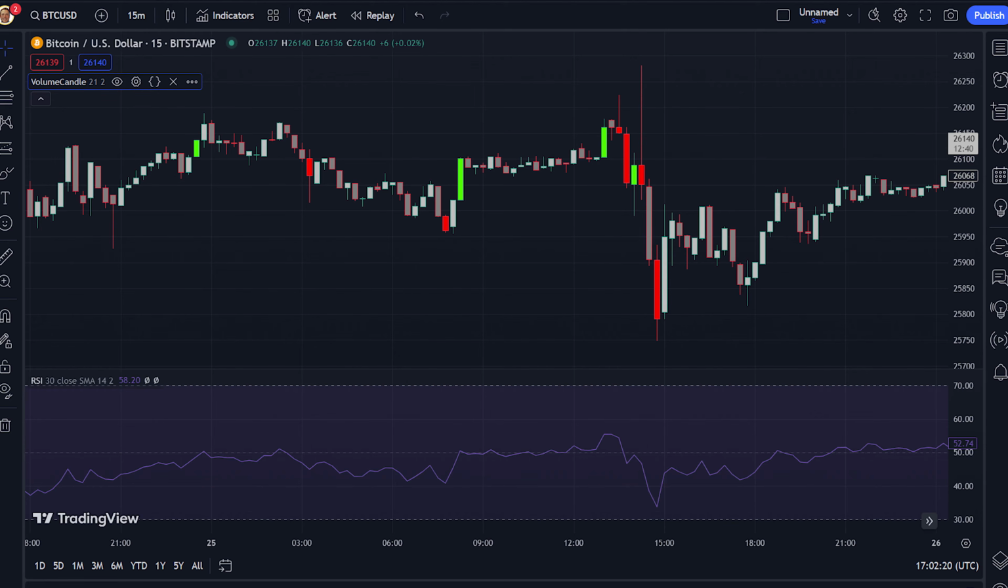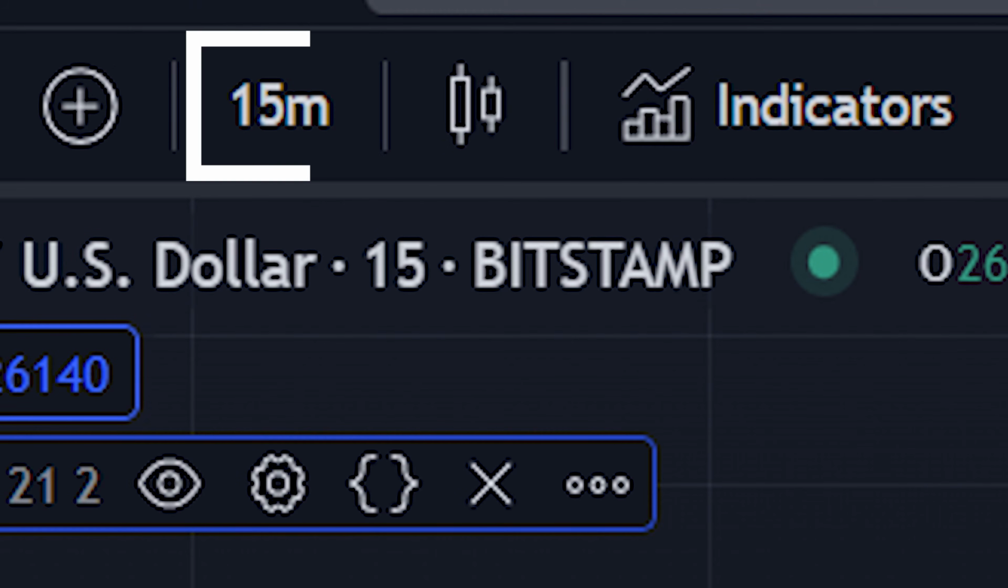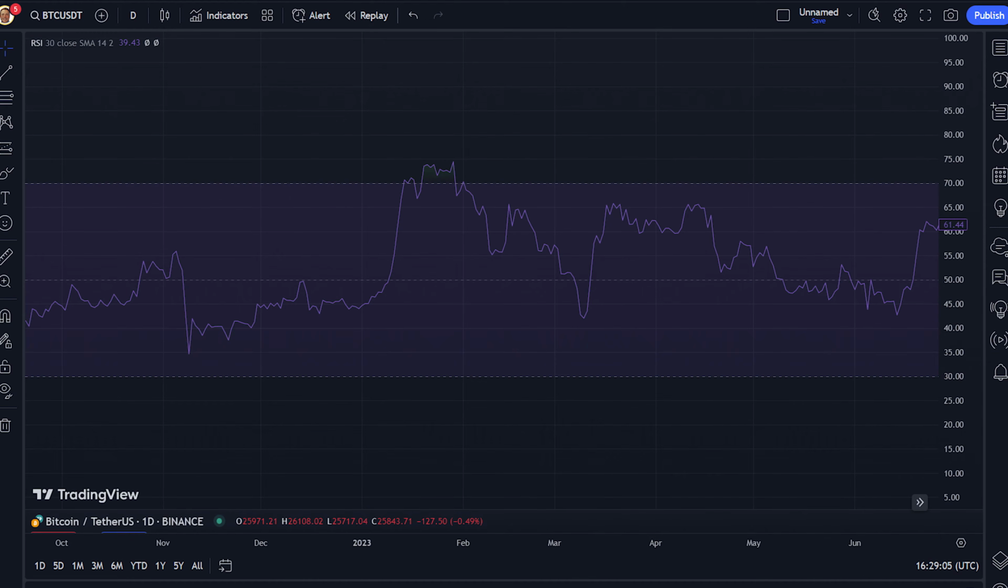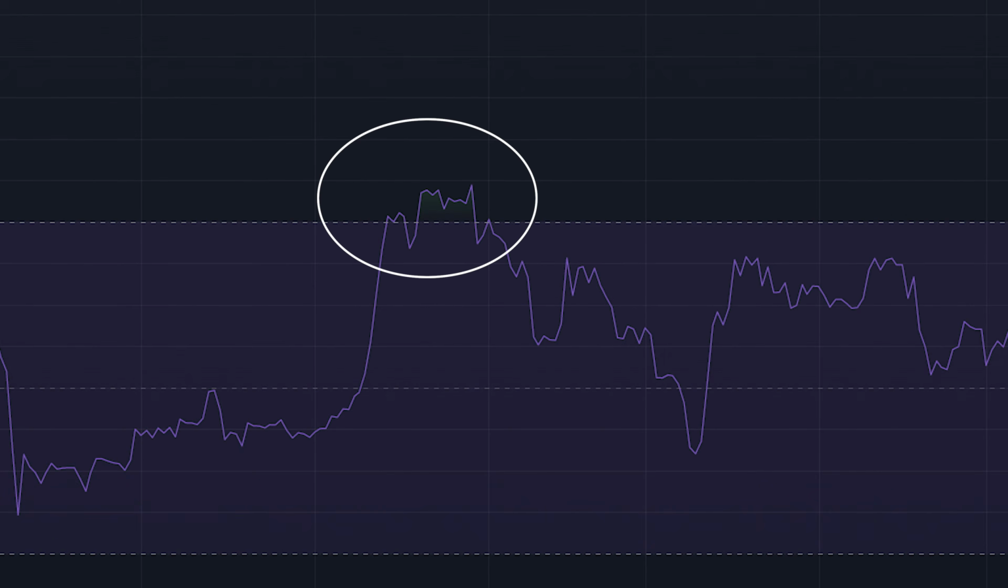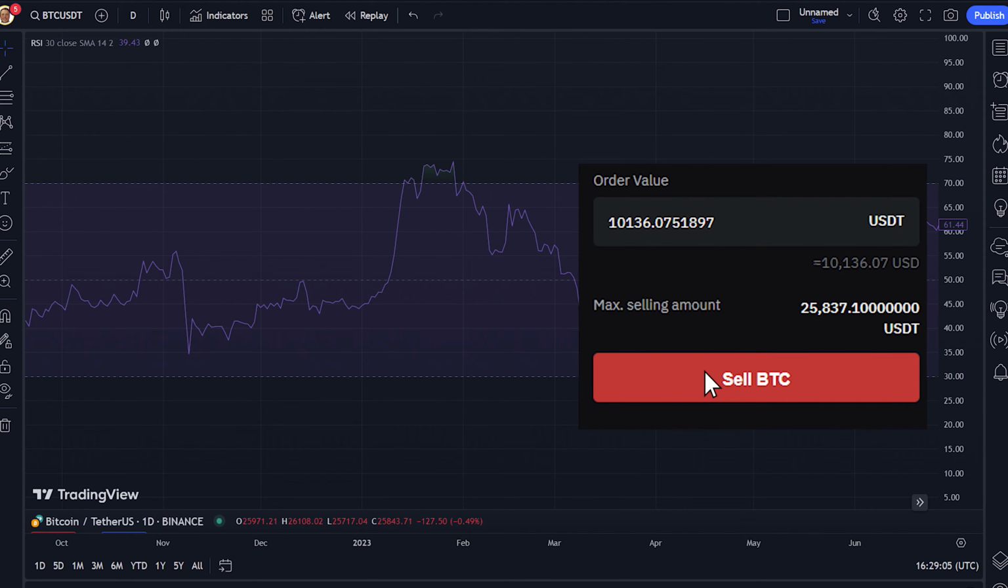Now that we have our indicator set up, it's time to set the right time frame. I mostly use lower time frames, and for this example, we will be using the 15-minute time frame. If you have used the RSI before, you were probably told that when the price hits the overbought level, it's time to place your sell order.